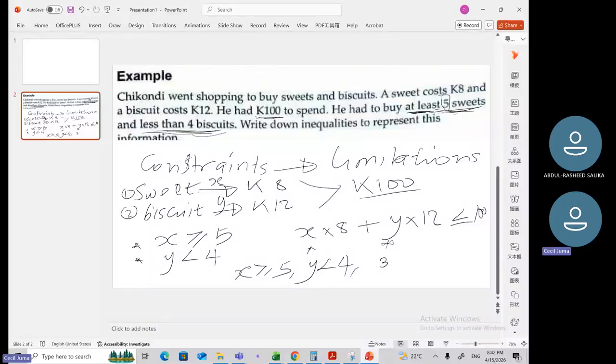So in this case, you can only have the total number of sweets, which is x, you multiply by the cost, which is 8, plus the total number of biscuits which you might buy, you multiply it by the cost, but all that should be less than or equal to 100 kwacha. So, in other words, from this explanation, you cannot spend more than 100 kwacha.